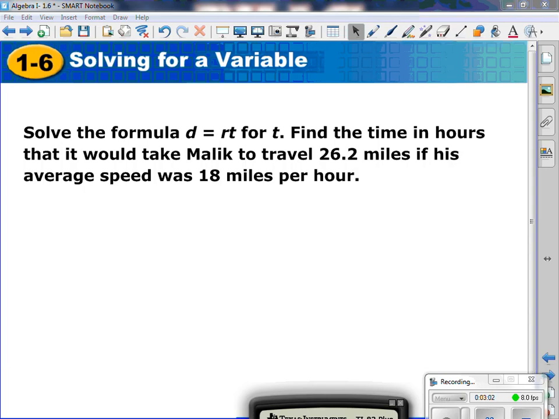Solve the formula D equals RT for T. Then find the time in hours that it would take Malik to travel 26.2 miles if his average speed was 18 miles per hour. I have D equals RT. What variable am I solving for? T. What's happening to my T? It's being multiplied by R. How do I get rid of multiplied by R? Divide by R, divide by R. So T equals D over R.